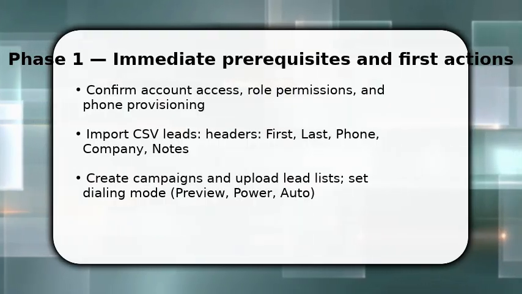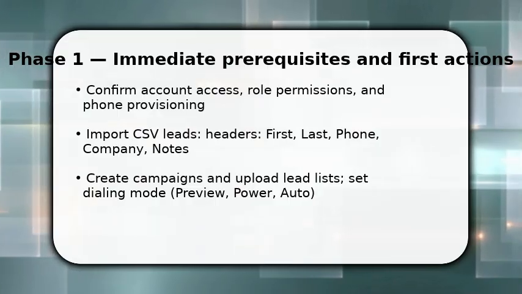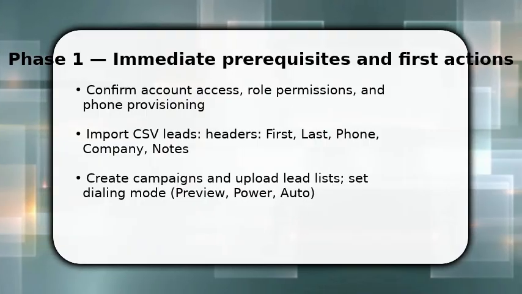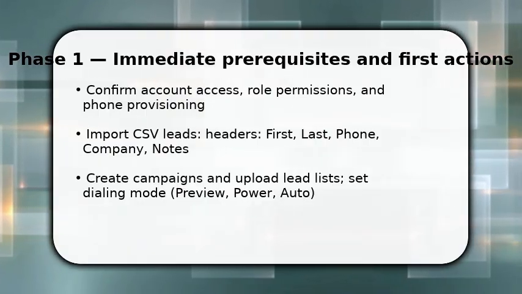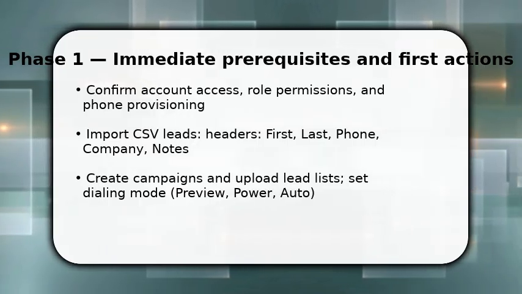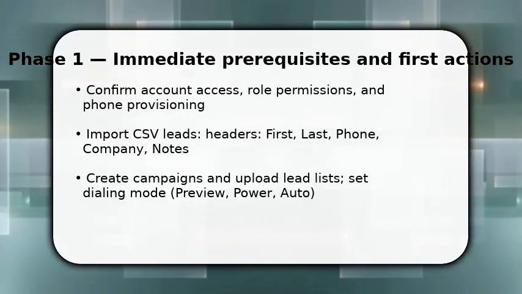Next, create a campaign and upload the lead list. Choose a dialing mode. Preview if you need control, power for balanced throughput, auto for maximum volume. Make sure to save campaign settings and assign agents immediately, then move directly into configuration of call flows.